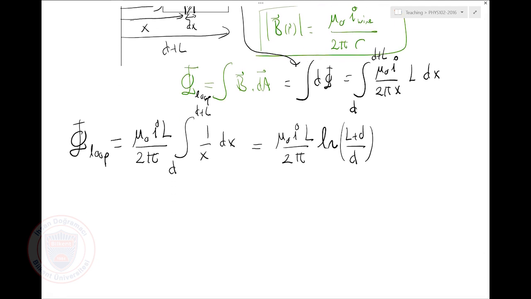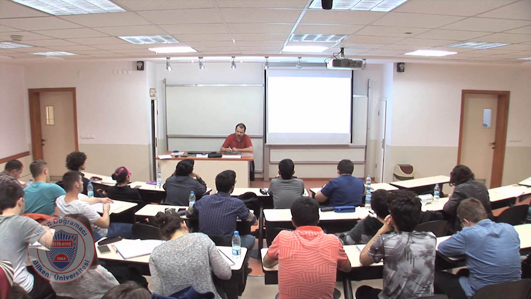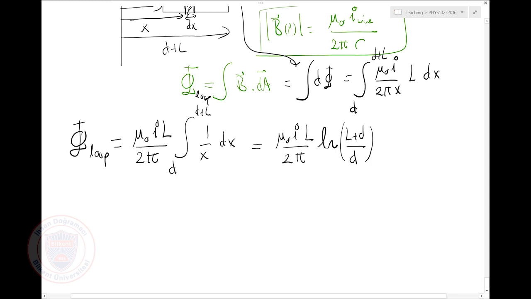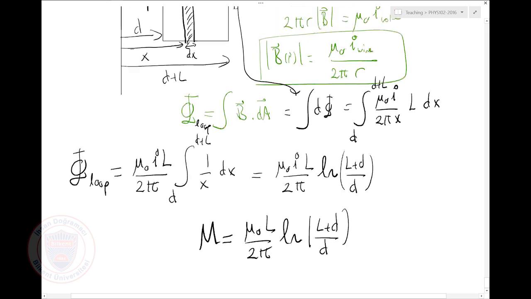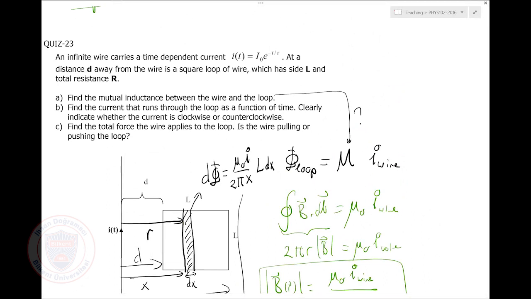So now, can you tell me from this formula what's the mutual inductance between the wire and the loop? Yes, you can. It's everything except the current here, right? So mutual inductance is mu 0 L over 2 pi times ln of L plus D divided by D. All right? Good, good. So we've done part A.